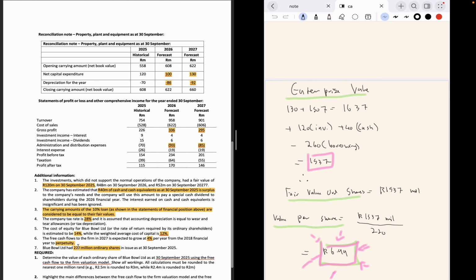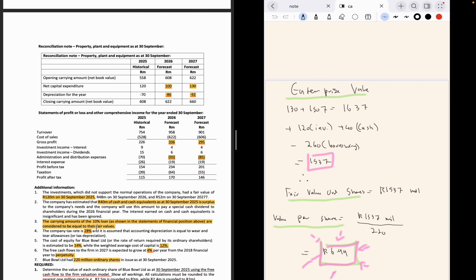Obviously, important information is how many ordinary shares we have, 220 million. So we're working in millions. So we just say 1537 million divided by 220 gives us the value per share, rounded to 2 decimal places. The growth expectancy, the cost of equity, for example, we don't actually use that in any of our calculations here. But the weighted average cost of capital is 12%. We use that in our calculations. The tax rate, obviously, and then here they say the carrying amount of the loan is considered to be equal to their fair value. So that's to say that the cash value and the book value, the weirdo accountant that wrote it down, those things are the same.